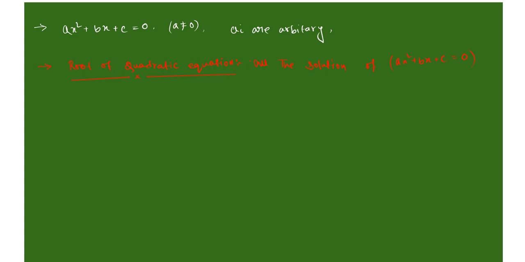Sorry, I need to write clearly. All the solutions of the equation ax square bx plus c is equal to 0, while a is not equal to 0, are called roots.